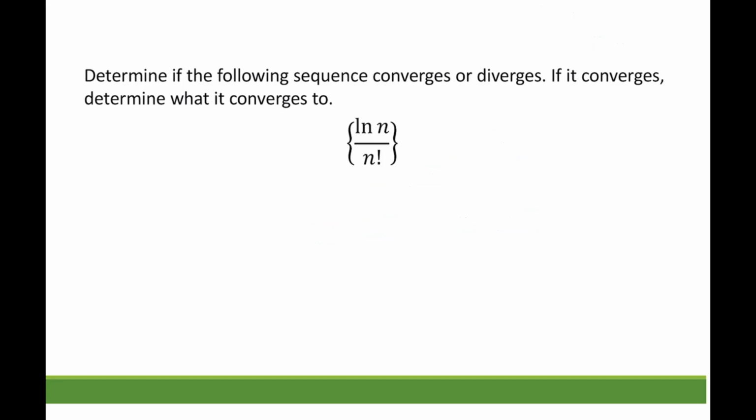In this example, my general term is natural log n over n factorial. So I want to evaluate the limit as n approaches infinity of natural log n over n factorial. So we just mentioned how factorials grow bigger faster, and logarithms are actually the slowest growing. So even though both of these are going towards infinity, n factorial is growing bigger faster.